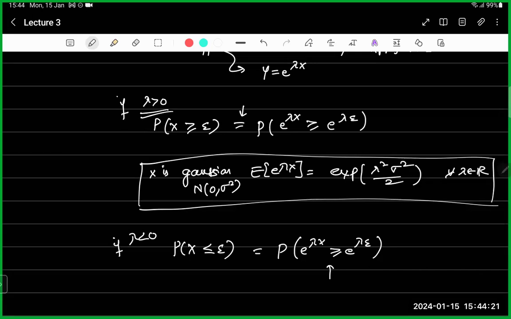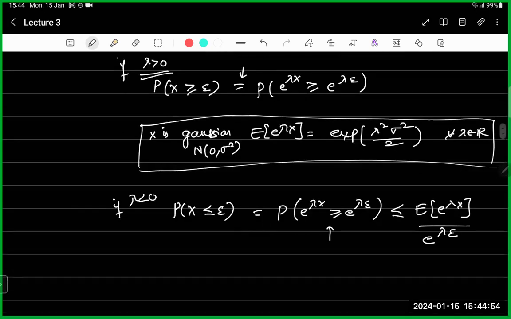Right? And from here, we get expected e power lambda X over e power lambda epsilon. If you want for any lambda less than 0, this is true. If you want a good bound, what should you do? You do infimum over lambda less than 0 of this thing, right? And at least the Gaussian is accepted for the remaining.